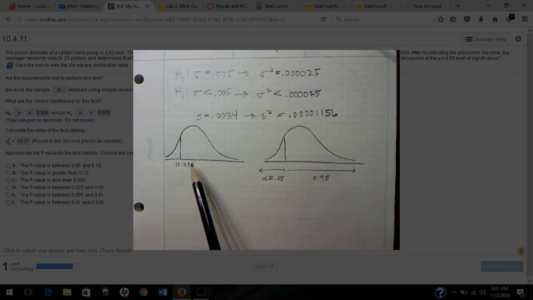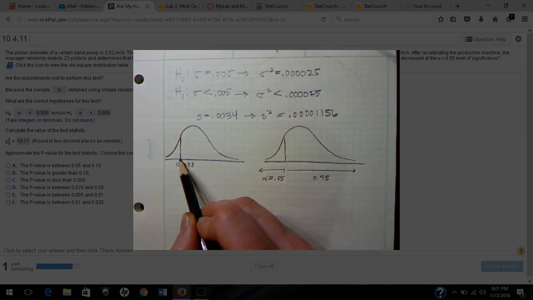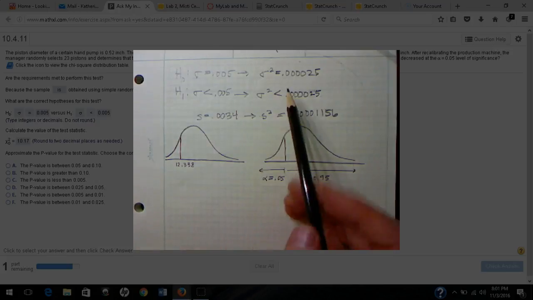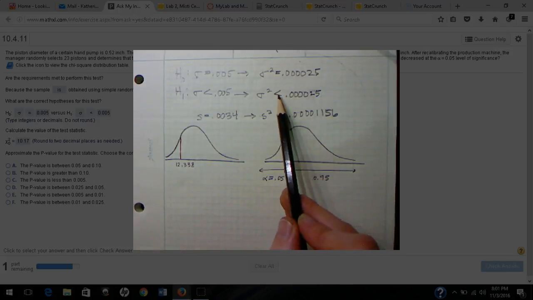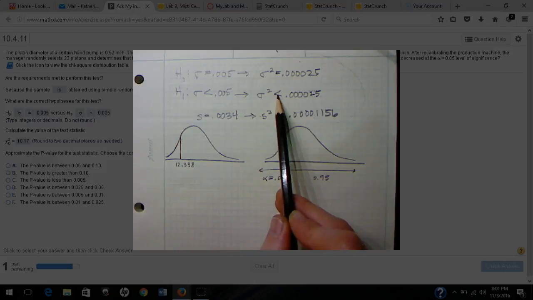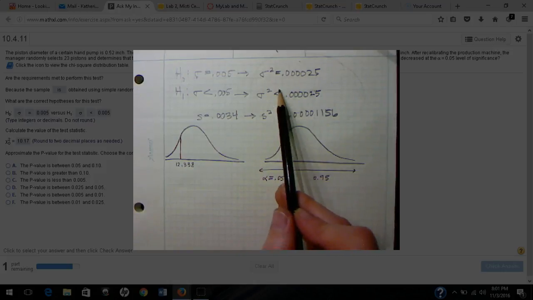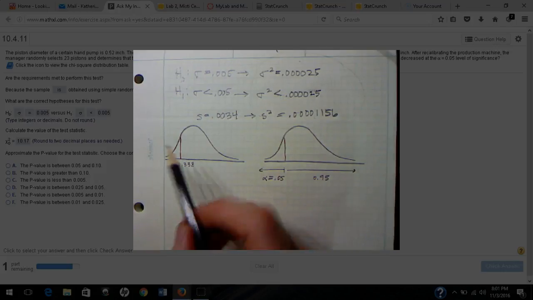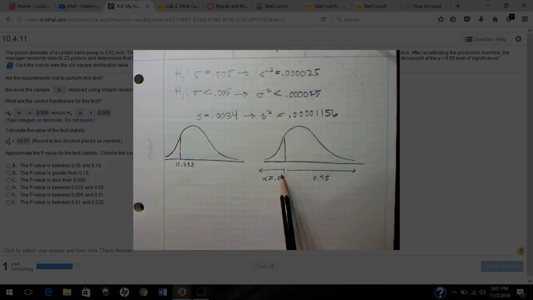Now, what we'll do here, I've drawn out two distributions, two chi-square distributions, one of them showing the critical value method. So what we have here, since we have a left-tailed test, essentially we've got a less than in our alternative hypothesis. So we have a left-tailed test. What that means is that 0.05, the alpha value, is the area in the left tail.